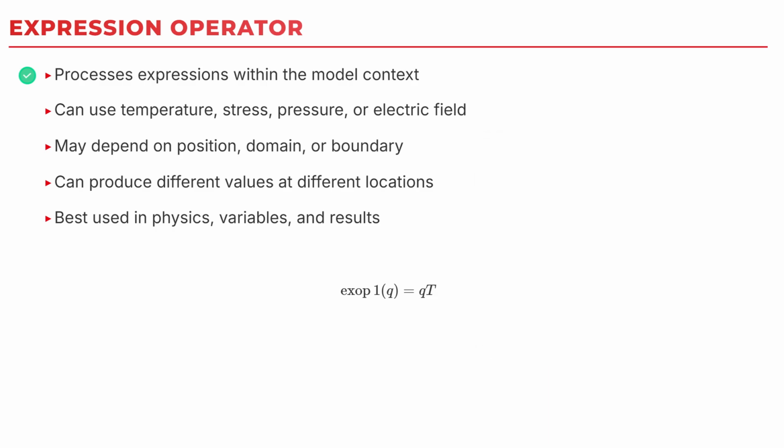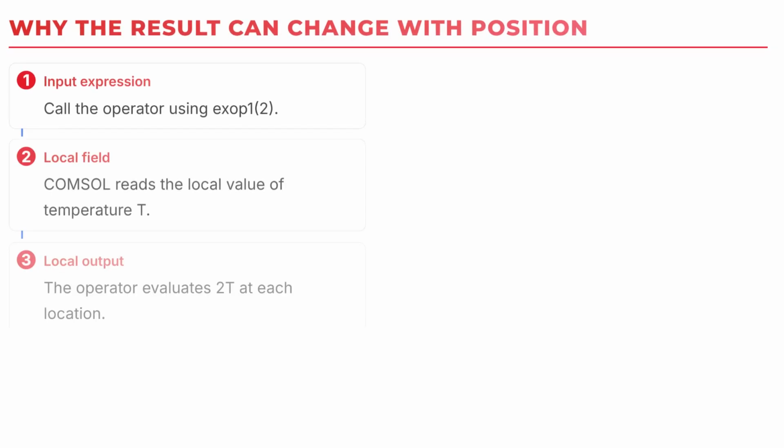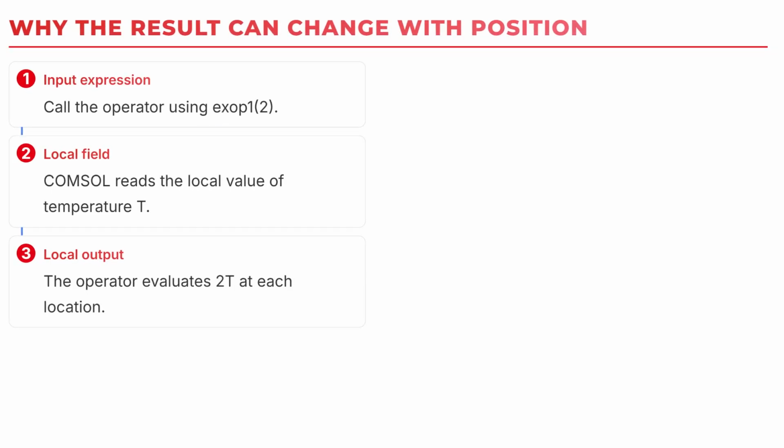Here T is the temperature of the model, or whatever model you are solving. Unlike an analytic function, the expression operator can use local physics variables like temperature, stress, pressure, or electric field. And it may depend on the domain, boundary, or position where it is being evaluated. Expression operators are therefore mainly used in physics definitions, variables, results, and so on, where the results can change with position.